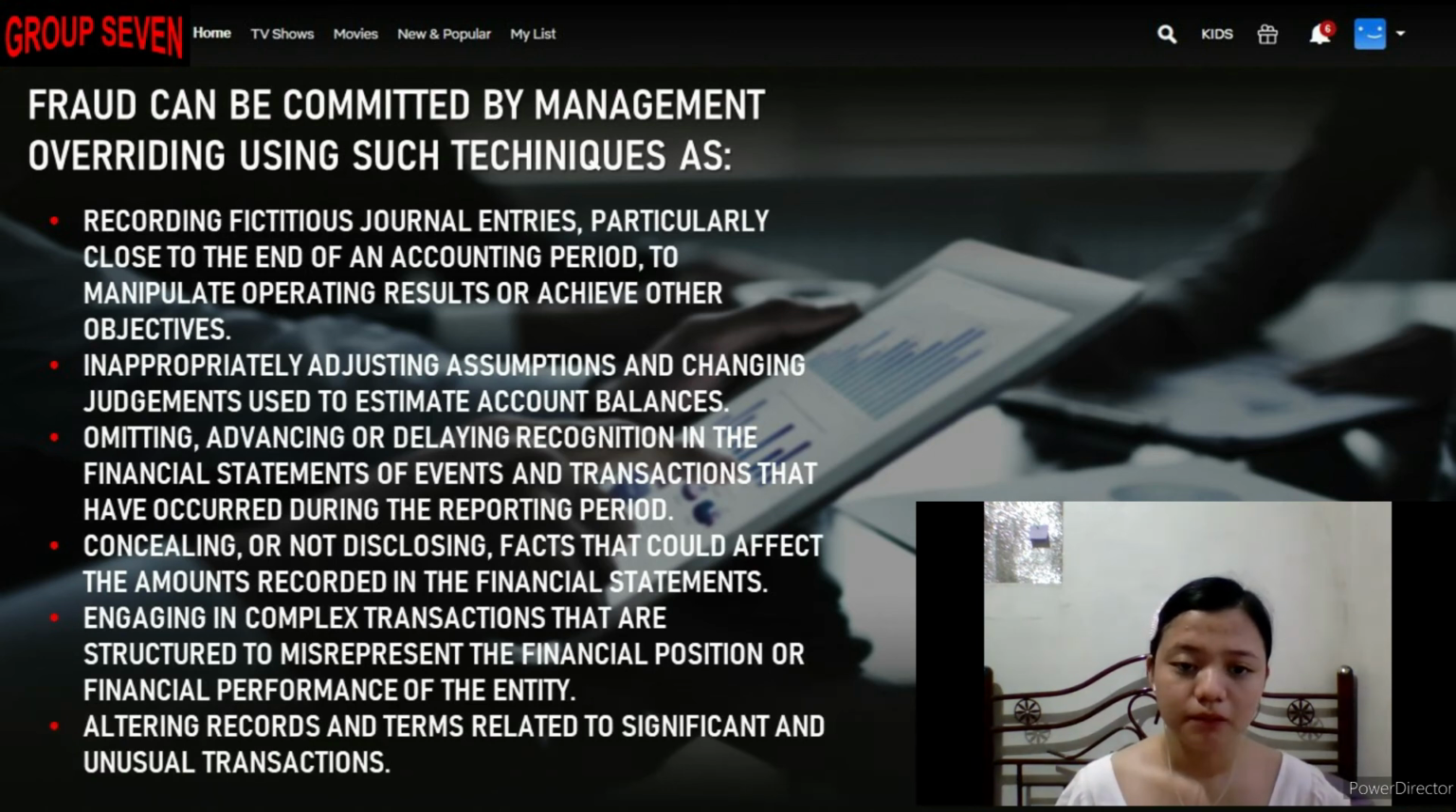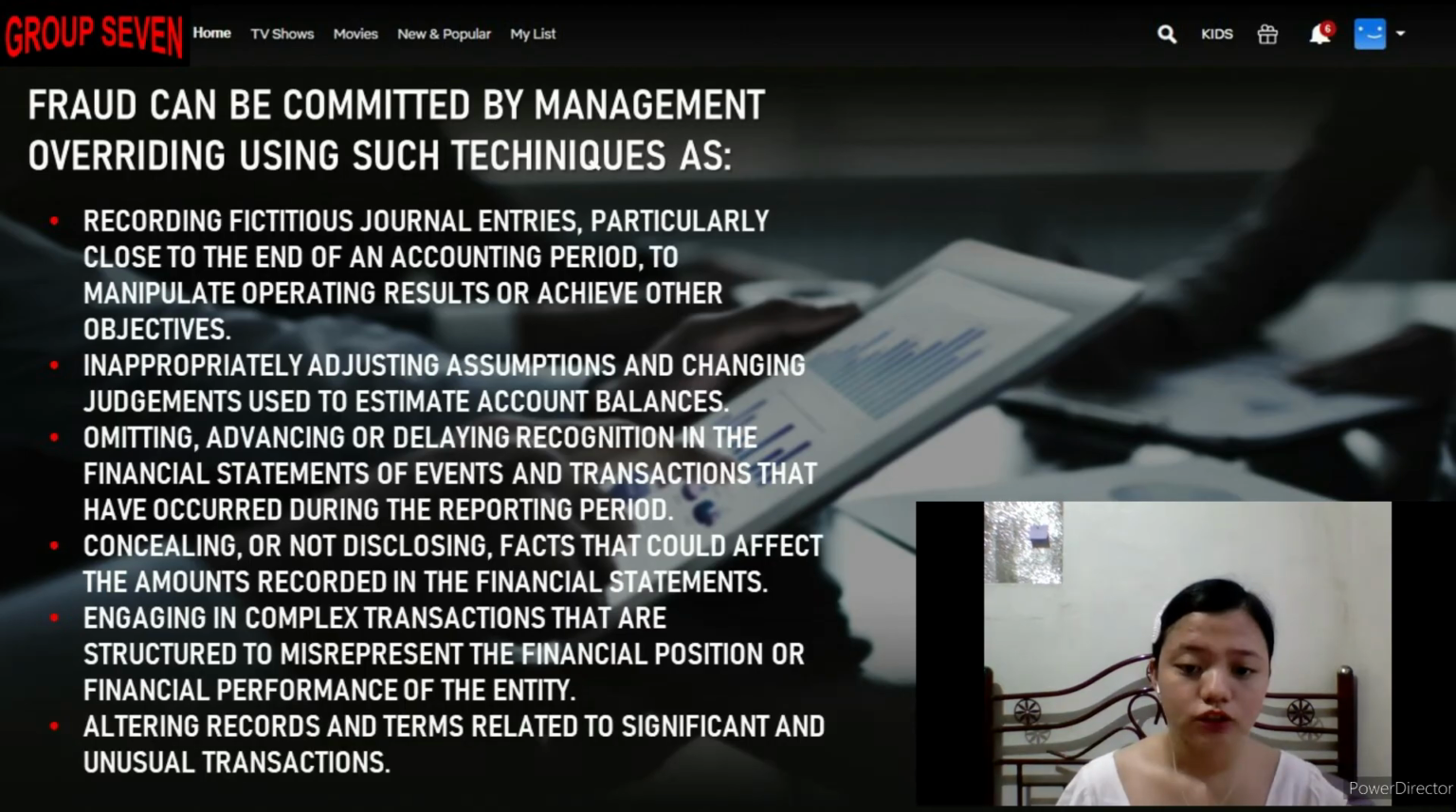Fraud can be committed by management overriding controls using the techniques: recording fictitious journal entries, particularly close to the end of an accounting period, to manipulate operating results or other objectives; inappropriately adjusting assumptions and changing judgments used to estimate account balances; omitting, advancing, or delaying recognition in the financial statements of events and transactions that have occurred during the reporting period.